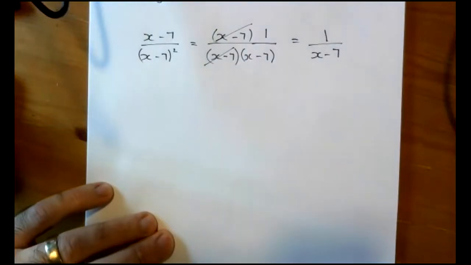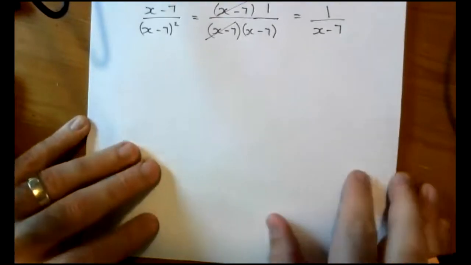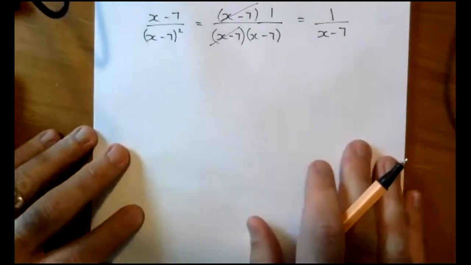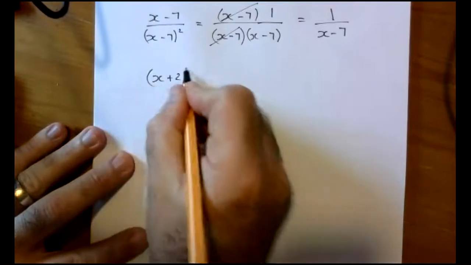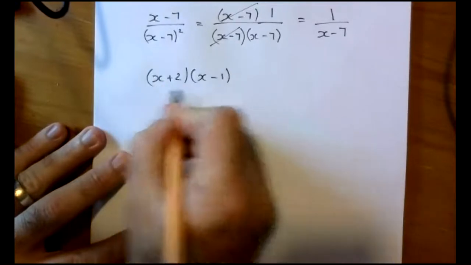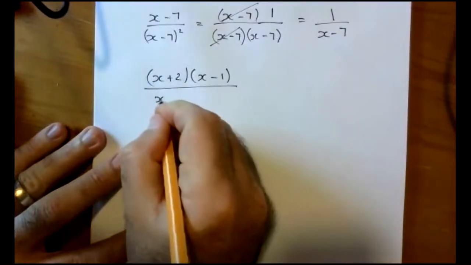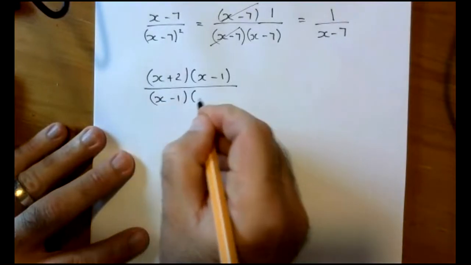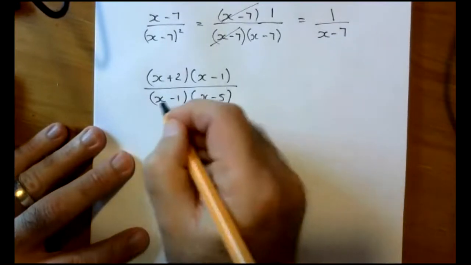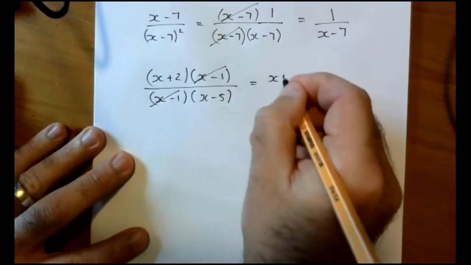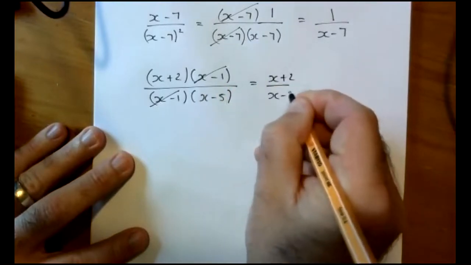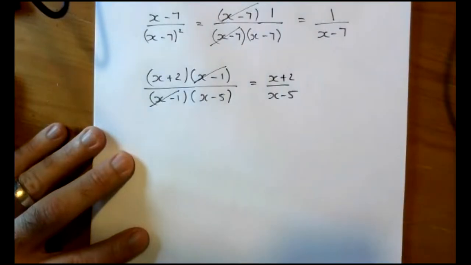D, let's have a look at D. x plus 2, x minus 1 over x minus 1, x minus 5. So the x minus 1 brackets will cancel to give me x plus 2 over x minus 5. Hopefully we are happy with that one.